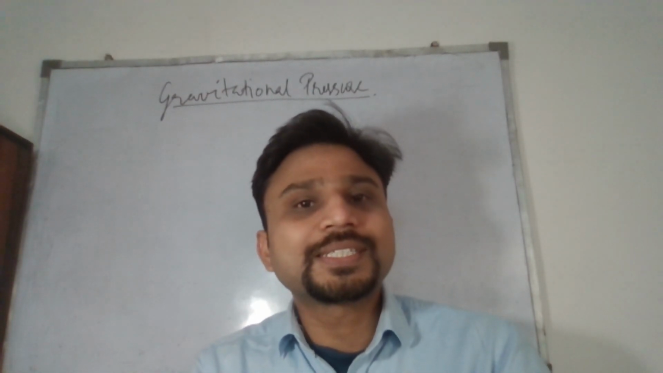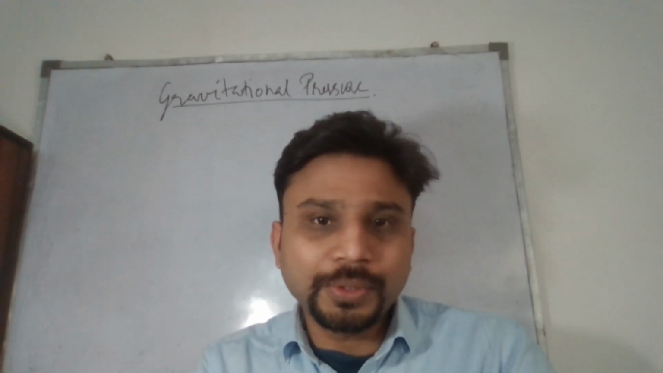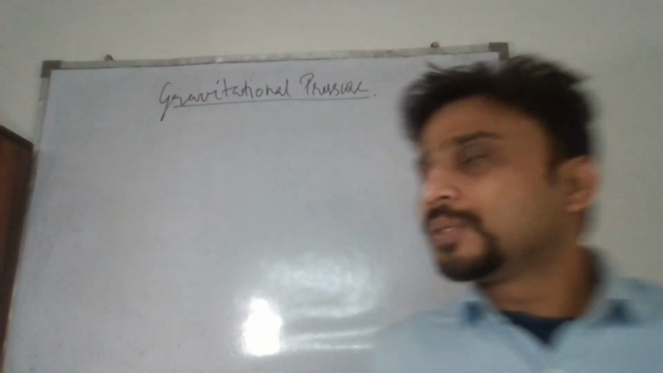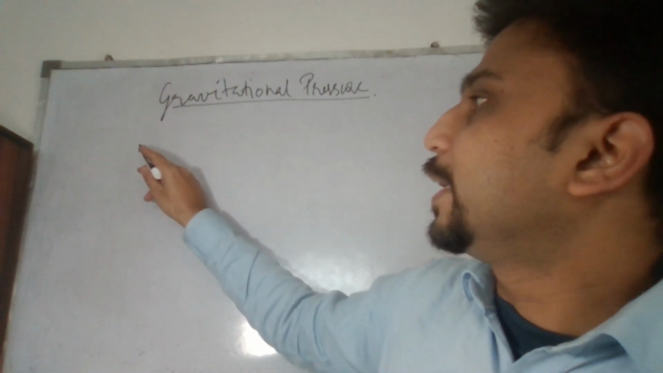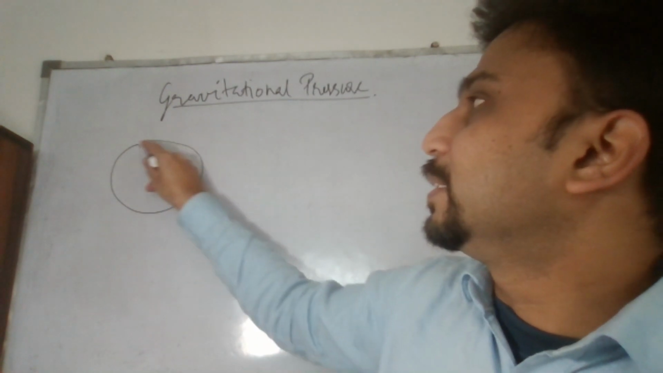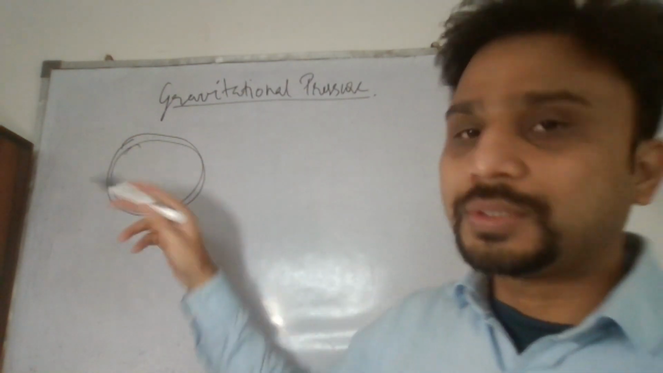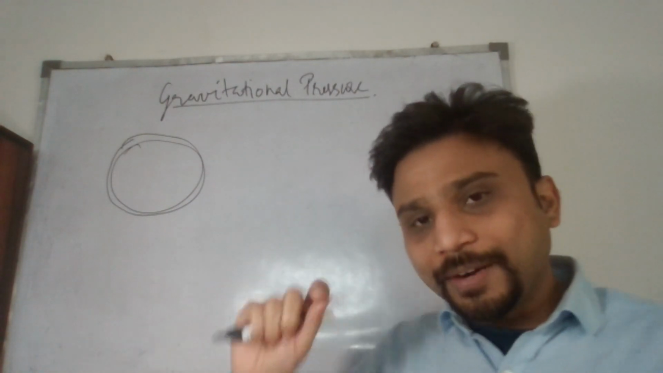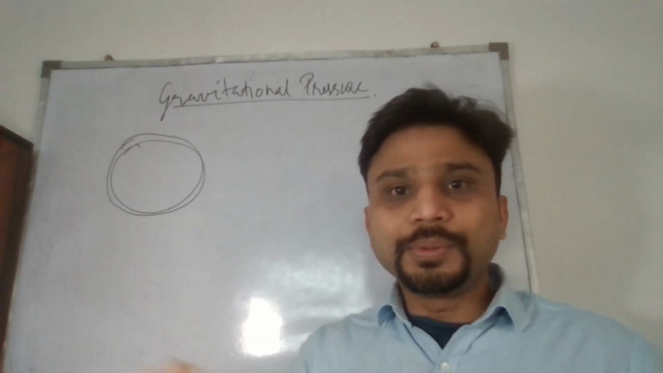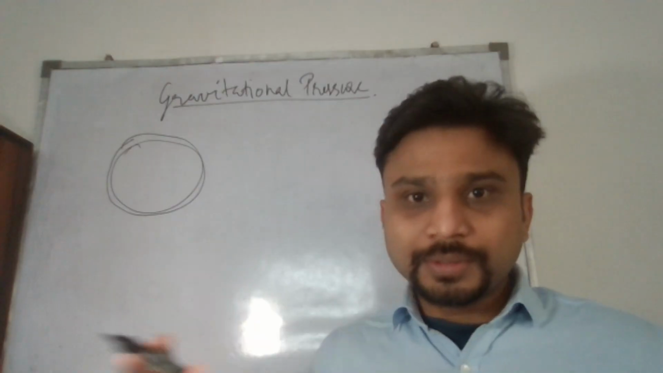So, what is that value? What is that gravitational pressure we want to evaluate? So, let's say I take a thin spherical shell like this. Okay, and that is the main point. We have to select that element due to which the pressure is exerted on something.